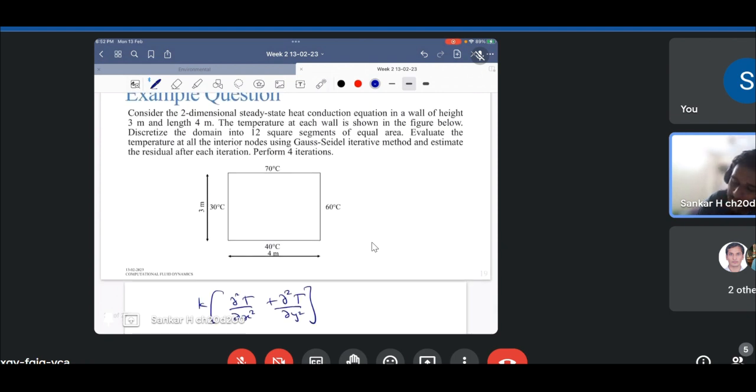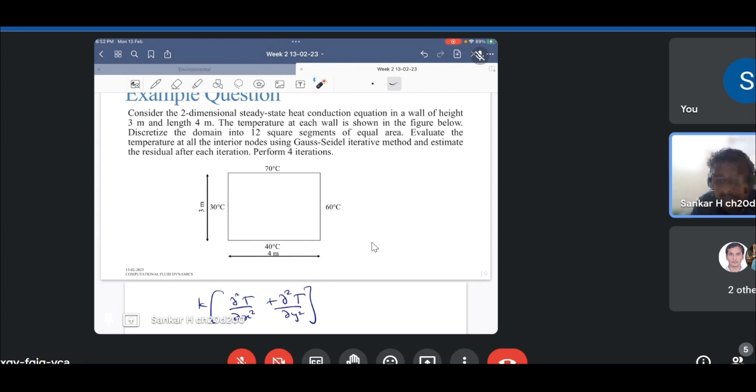And we need to assume that, let's read the question first. In a wall of height 3 meter, length 4 meter, the temperature at each wall is shown here: 30 degrees, 60 degrees, 70 degrees, and 40 degrees. Describe the domain into 12 square segments of equal area. Evaluate the temperature at all the interior nodes using the Gaussian iterative method and estimate the residual after each iteration. Perform 4 such iterations.